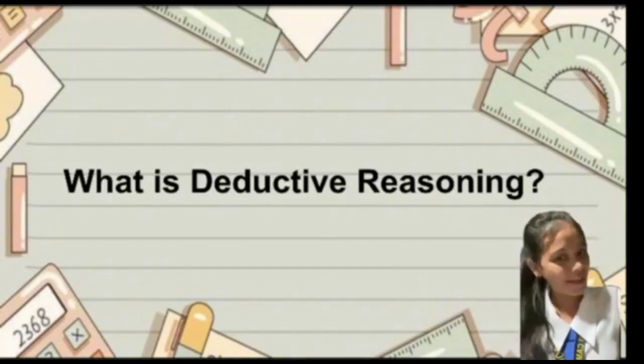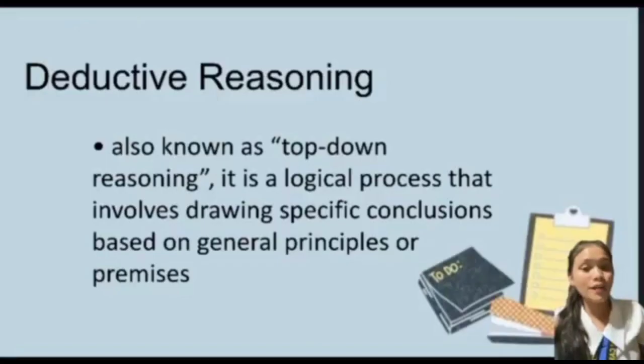We are now done discussing inductive reasoning, and on the other part, we will talk about deductive reasoning. Are you ready? Deductive reasoning is also known as top-down reasoning because it is a logical process that involves drawing specific conclusions based on general principles or premises.